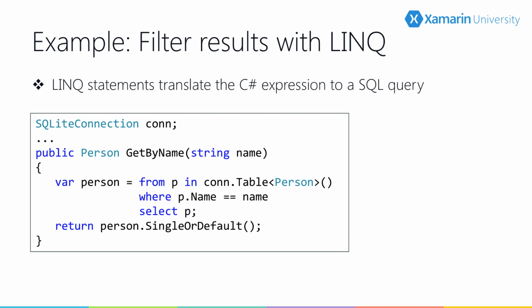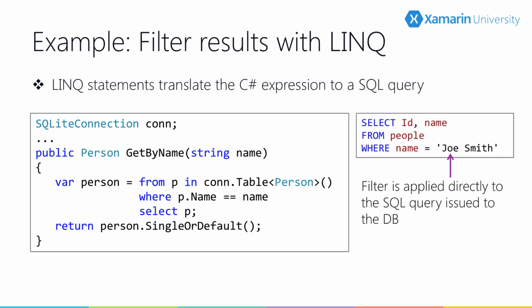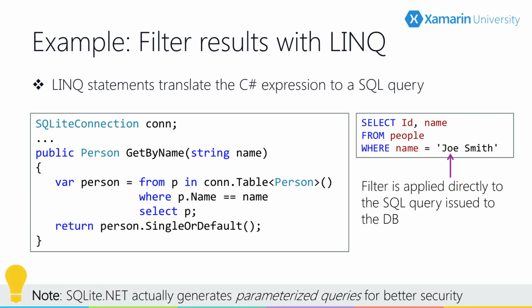It's completely up to you. The result will be the same. By the end of the day, your LINQ expression will be turned into an actual SQL query. SQLite.net actually generates parameterized queries. So what you see here on the right-hand side is really a simplification. But it shows that if you write some .NET code, it will be translated into SQL.